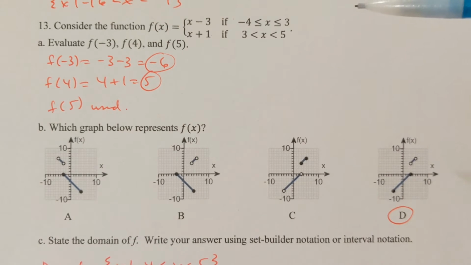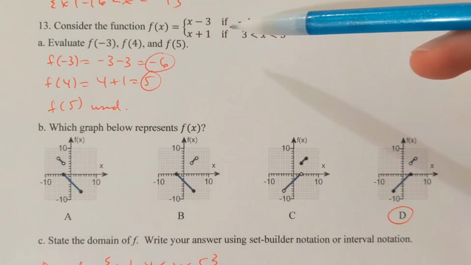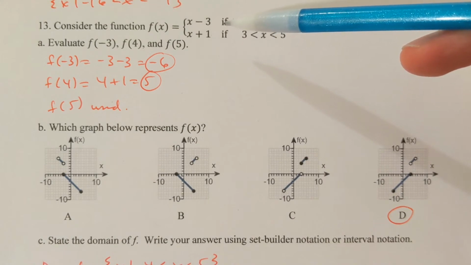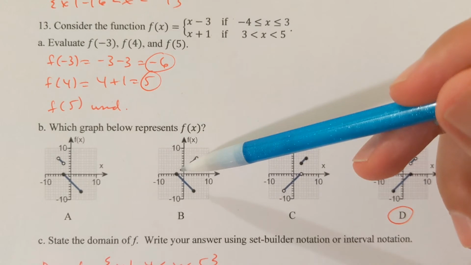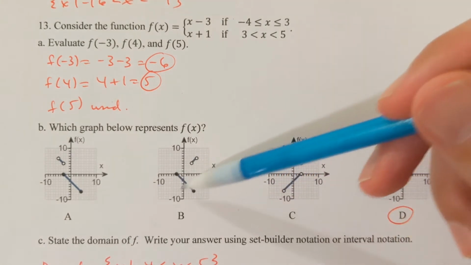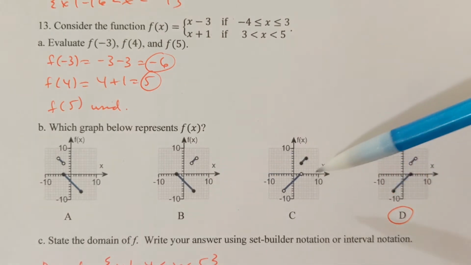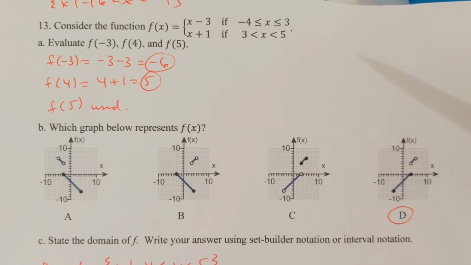Part B, which graph represents f of x? Well, let's see here. So we've got y equals x minus 3. A and B are gone, since here's negative 3, and the piece needs to be slanted the other way. If x is equal to negative 4 and equal to 3. Okay, so it looks like part D is the answer.